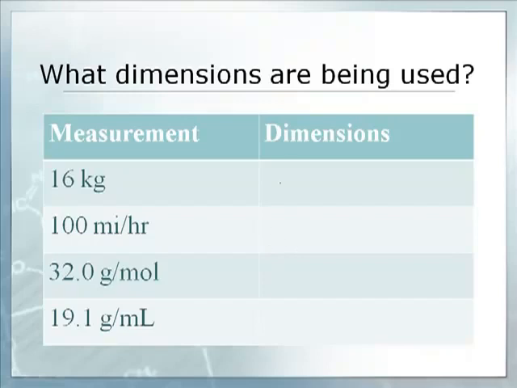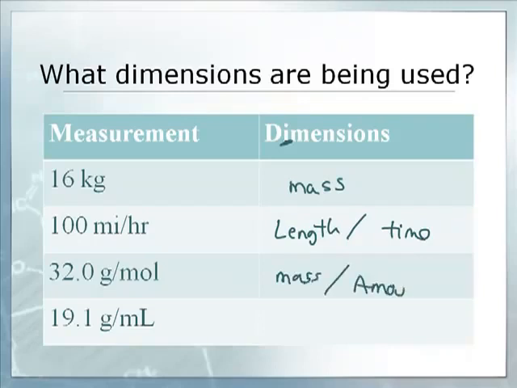All right, so let's look at what dimensions are being used in this measurement. We are measuring mass. Kilogram is mass, so that's the dimension. Now, miles per hour is kind of two different things. Miles would be length, over a time. Length over time. Grams is a mass, and then moles is a quantity, or amount. Same thing.